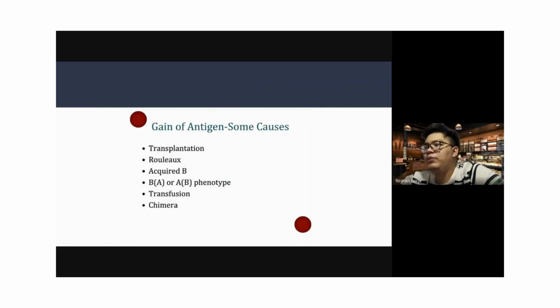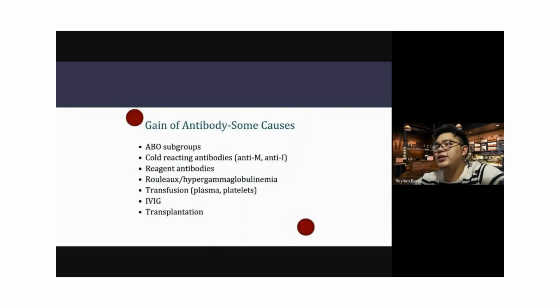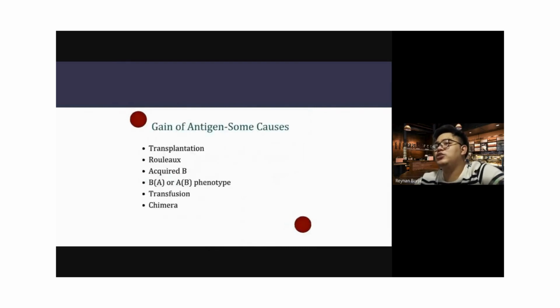So, ano yung acquired B? Ano yung mga causes? Transplantation, transfusion, chimera, as I said kanina. May mga A, B, or AB phenotypes. Okay? Gain of antigen. Yung isa naman, gain of antibody. Tama? Gain of antigen. Usually po, ang acquired B na check natin is makikita yung acquired B sa forward typing, hindi sa reverse.